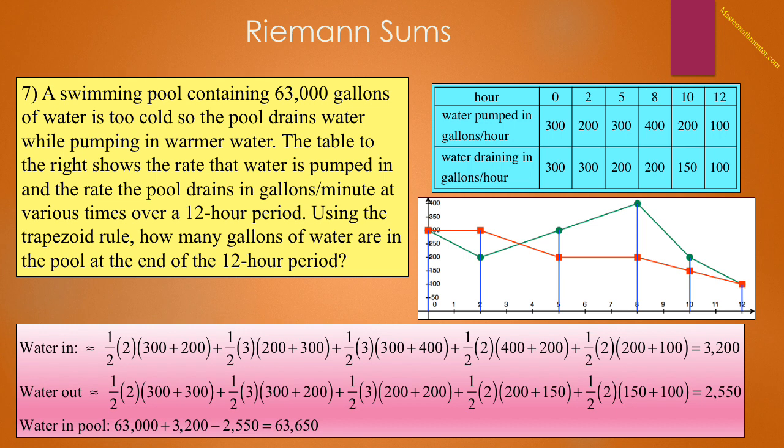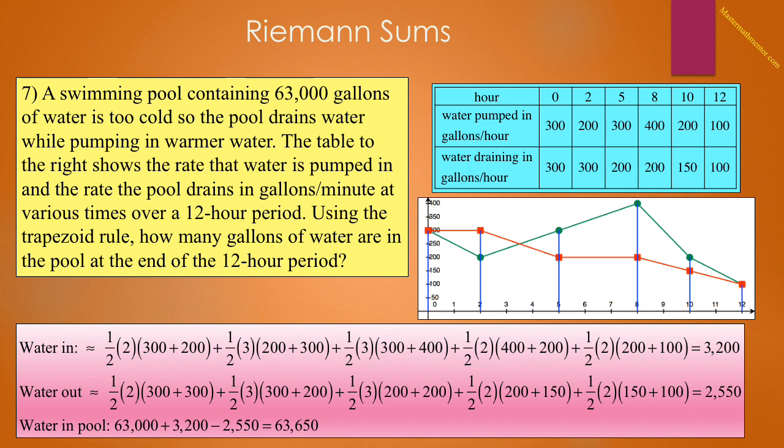For water coming out, we have 1/2 times 2, 300 plus 300, plus 1/2 times 3, 300 plus 200, plus 1/2 times 3, 200 plus 200, plus 1/2 times 2, 200 plus 150, plus 1/2 times 2, 150 plus 100, and we get 2,550 gallons of water that is being drained out.